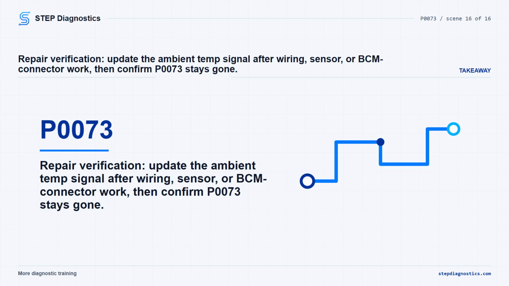The takeaway is simple. For P0073, prove the connector, the signal circuit, the return circuit, and the sensor response before you blame the ECU.